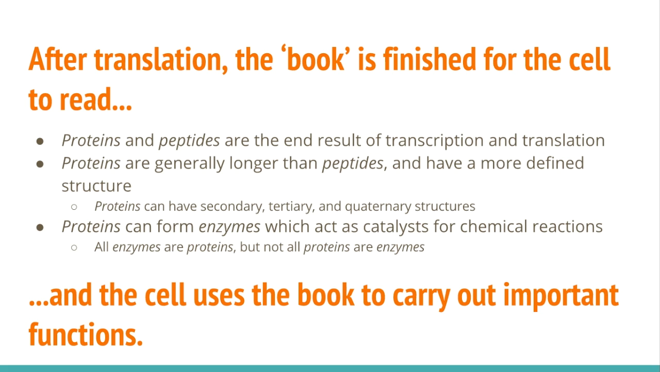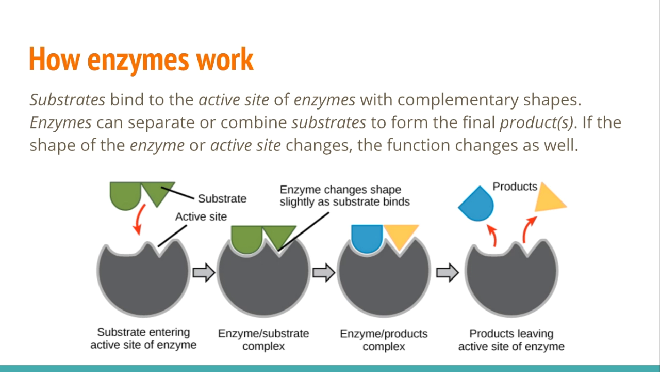One special thing that proteins can do is form enzymes, and enzymes are super important. They carry out a myriad of different reactions throughout the cells and throughout the body. So they act as catalysts for chemical reactions. They lower the activation temperature and the energy needed to carry out a reaction. But it's important to distinguish between proteins and enzymes, because not all proteins are enzymes, but all enzymes are proteins. And that's important.